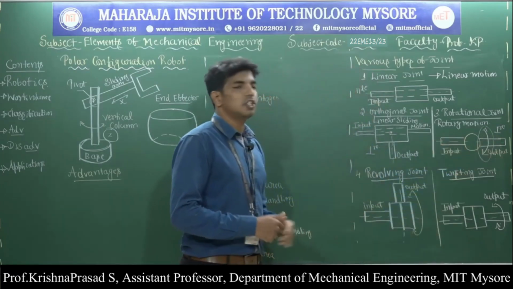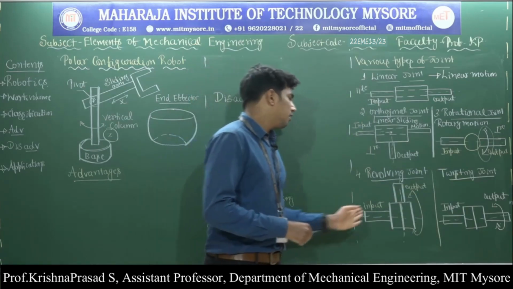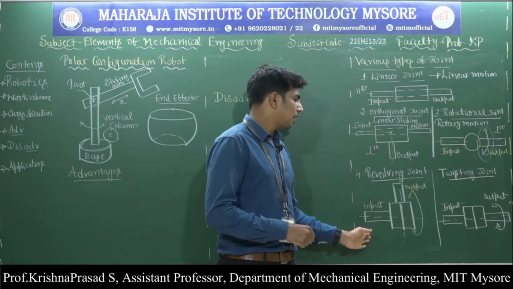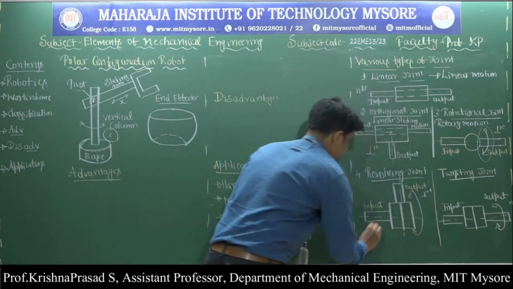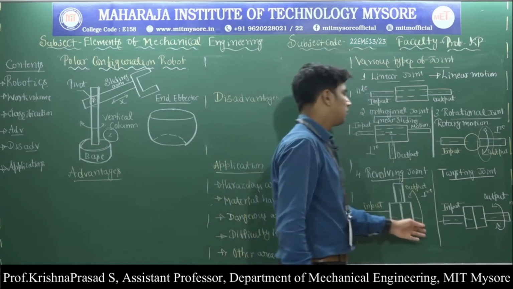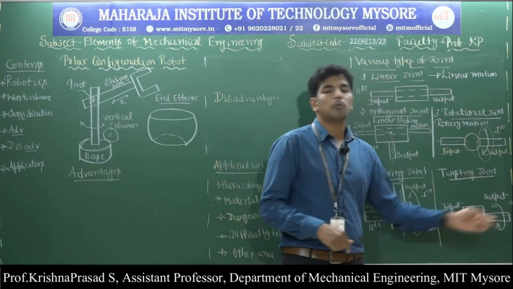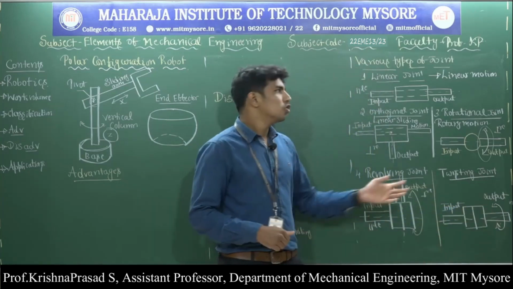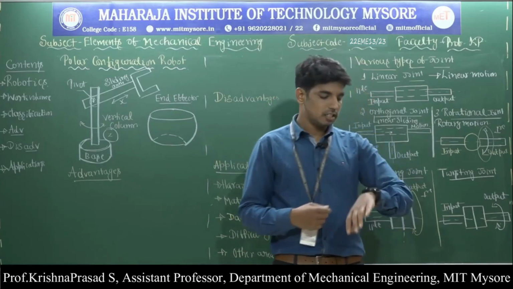Then the revolving joint. The revolving joint also provides rotary motion. Here the axis of rotation for the input link is parallel and the axis of rotation for the output link is perpendicular. Then the last one, the twisting joint. Here the axis of rotation for the input link and output link is parallel to each other. So this is regarding the various types of joints we are going to use in the industrial robot.